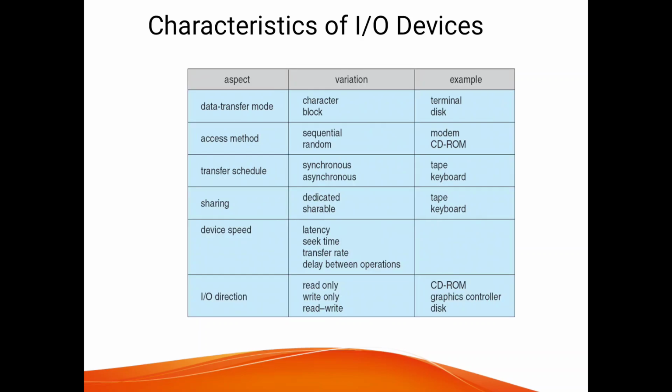The characteristics of I/O devices. In the data transfer mode, the characters are block, and the examples are terminals and disks. In the access method, it is sequential or random, such as a CD-ROM. So each I/O device has its own characteristic. The I/O direction is read only, write only, and read-write, for example a CD-ROM, graphics controller, and disk.